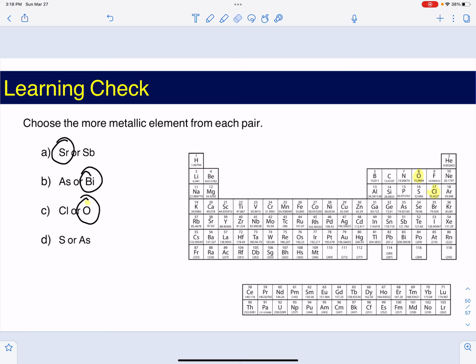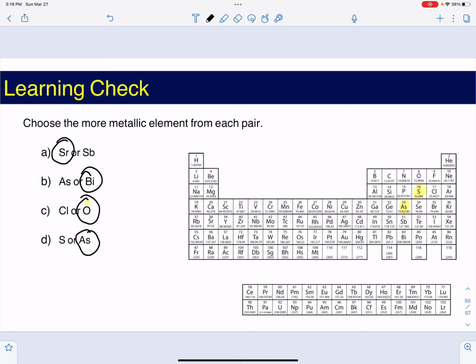And what about sulfur and arsenic? Sulfur is here, and arsenic is over here. Arsenic is more to the left, and it's also bigger, so definitely arsenic would be the more metallic because it's easier to remove the electrons for the fact that it's bigger.